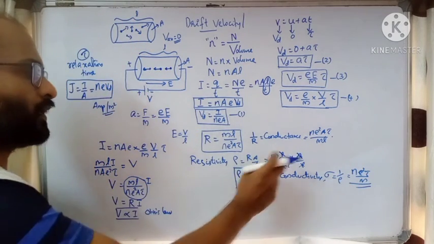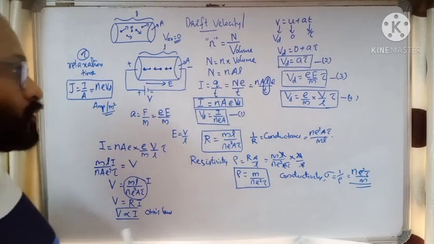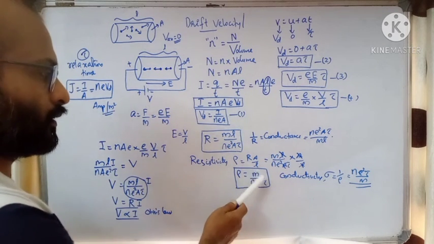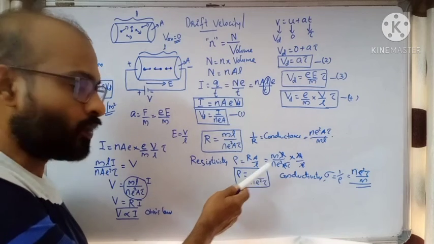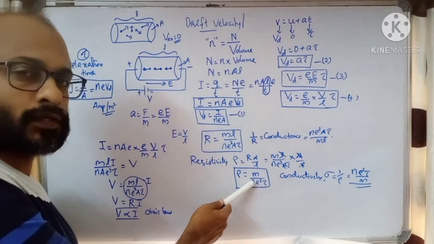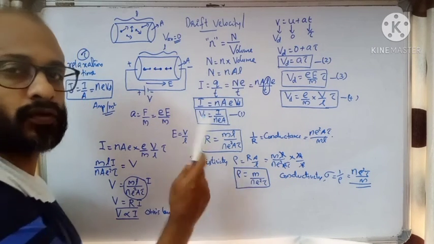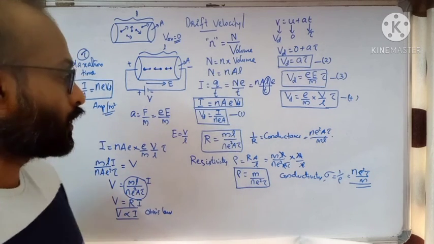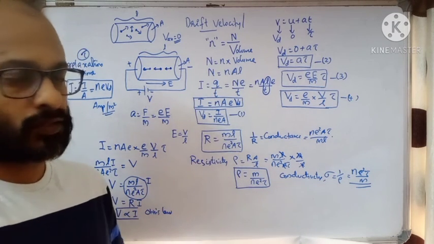We have got resistivity and conductivity in terms of the mass of the electron, relaxation time, number of electrons per volume, and charge of the electron. These are called microscopic expressions for resistance and resistivity.